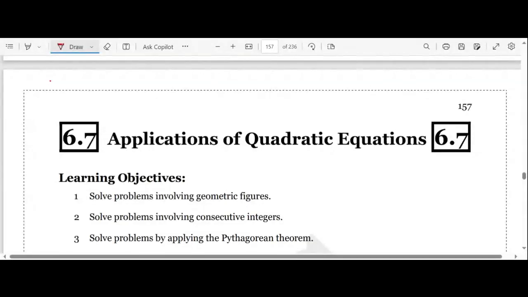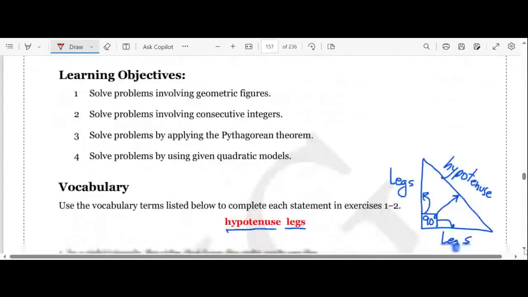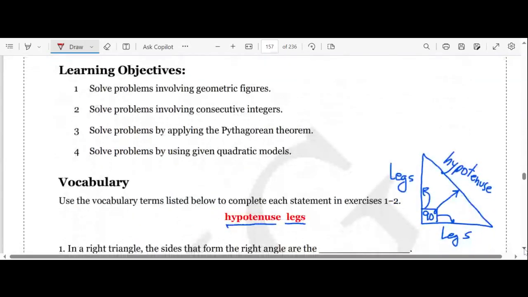Section 6.7, application of quadratic equations. Let's take a look at the objectives. Solve problems involving geometric figures. Solve problems involving consecutive integers. Solve problems by applying the Pythagorean theorem. Solve problems by using a given quadratic model.